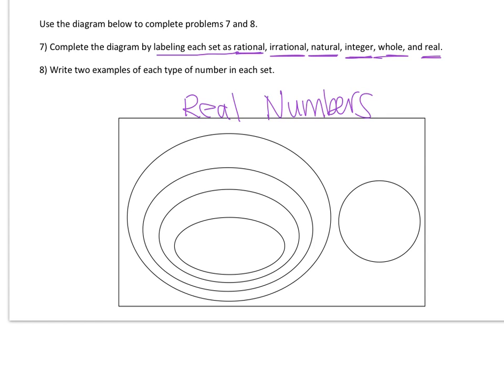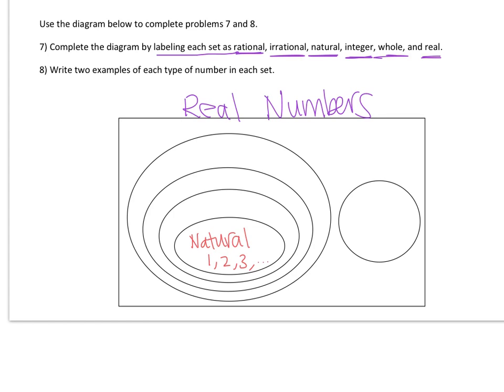And then to break it down, I want us to start with this small circle right here, and I'm going to write the word natural. Natural numbers consist of the counting numbers, so that would be like 1, 2, 3, and so on.